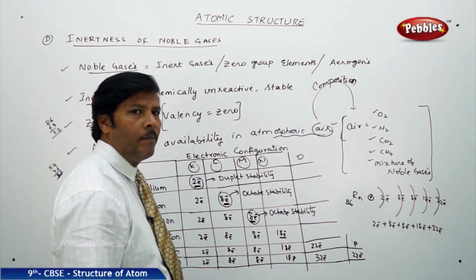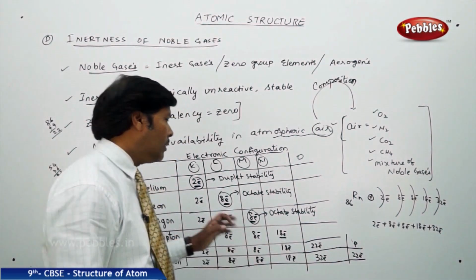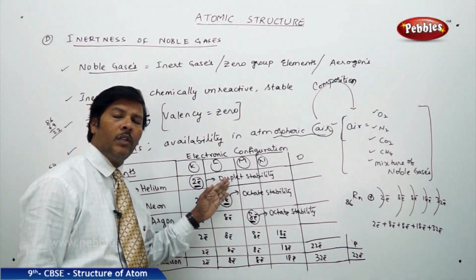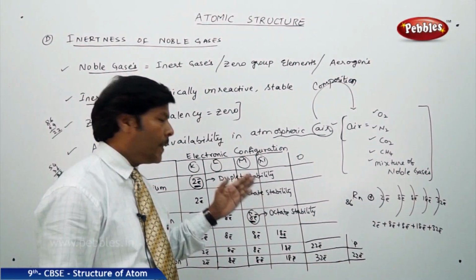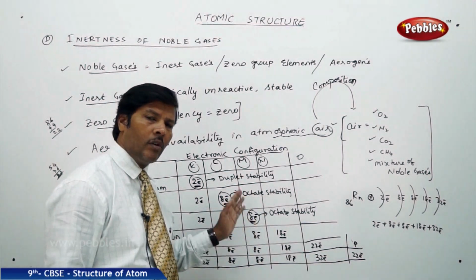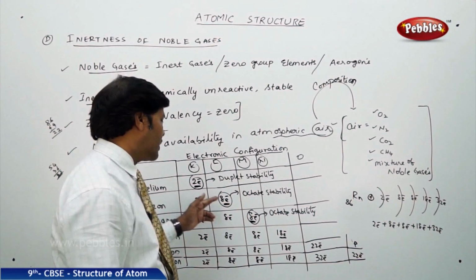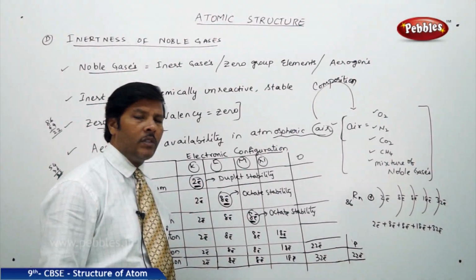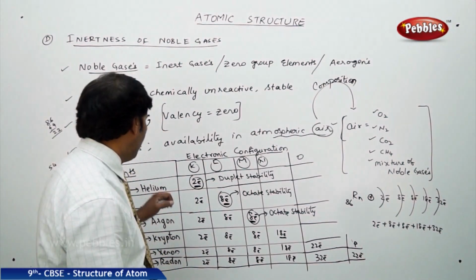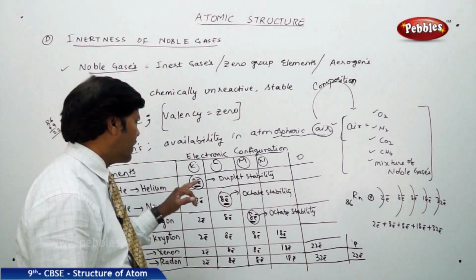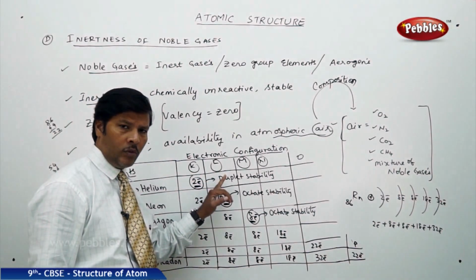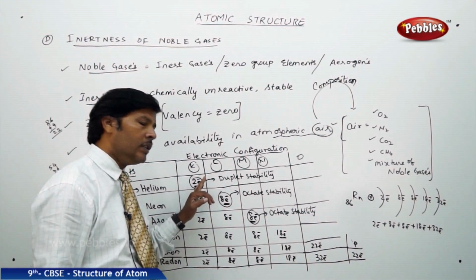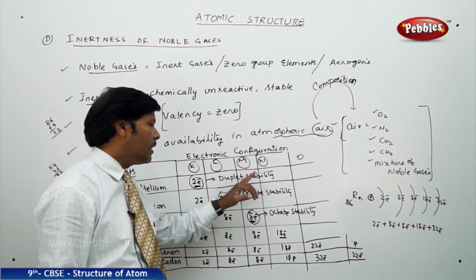So in a nutshell, what we have to understand is, all the noble gas elements either acquire the duplet stability or the octet stability, because almost all the noble gas elements in the valency shell either have 8 electrons in the outermost orbit or 2 electrons in the outermost orbit. Only helium is the element in the noble gases that can have only 2 electrons in the outermost orbit. So the valence electrons are 2 in the case of helium, so it is acquiring duplet stability.